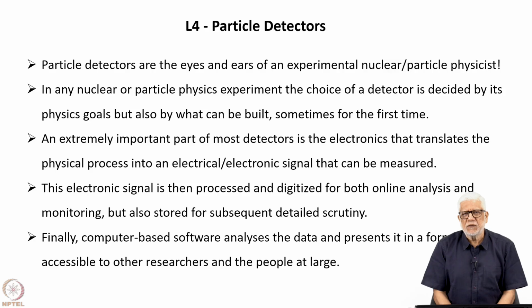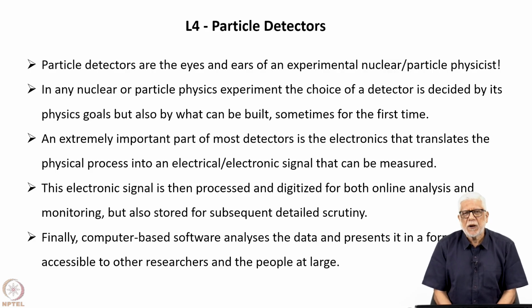In any nuclear or particle physics experiment, the choice of a detector is decided by the physics goals. What is it that you want to do? What is it that you want to measure? But also by what can be built, because you might ask for the moon, but you are in the real world, you will have to decide what can be built. Of course, it may not have been ever built before, but at least something that you expect it can be built. And sometimes, as I said, it could be for the first time that you are building this. Examples are the largest detectors at the LHC, the Large Hadron Collider at CERN, or the gravitational wave detector, and so on.